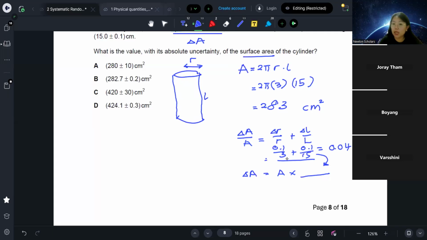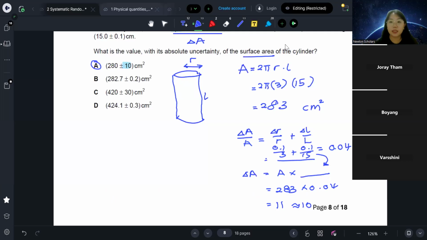So they want you to calculate this absolute uncertainty. We should use 2 times 3 times 0.04. Let me take my calculator. 2 times 3 times 0.04, we will get 11 point something. But as I told you, the absolute uncertainty, we make it one significant figure. So we will just use 10. So here, the answer will be A.